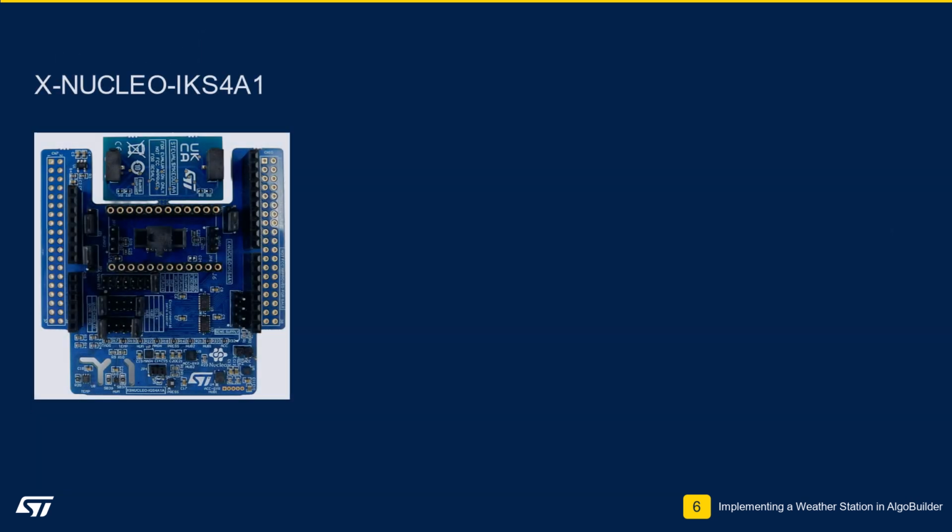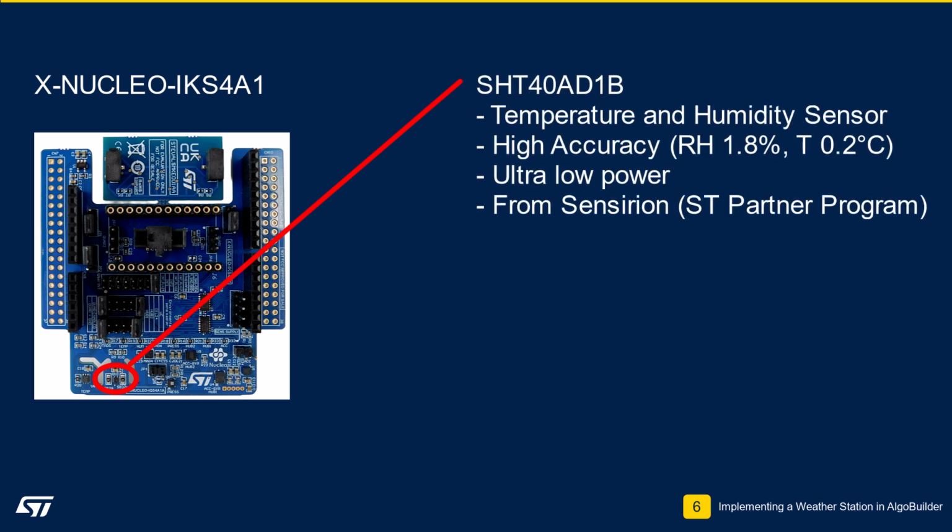Our application will read temperature and humidity data from the SAT40A-D1B sensor on the IKS4A1 board. The SAT40A-D1B is a high-accuracy, ultra-low power relative humidity and temperature sensor from Sensirion, part of the ST Partner Program. It features a relative humidity accuracy of 1.8% and a temperature accuracy of 0.2 degrees Celsius.